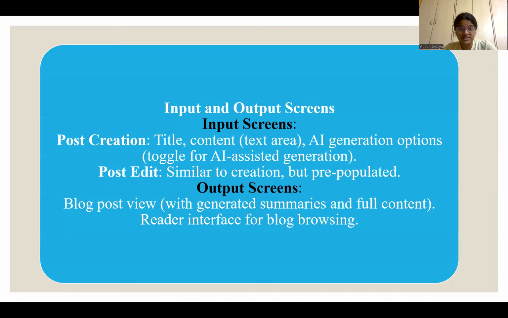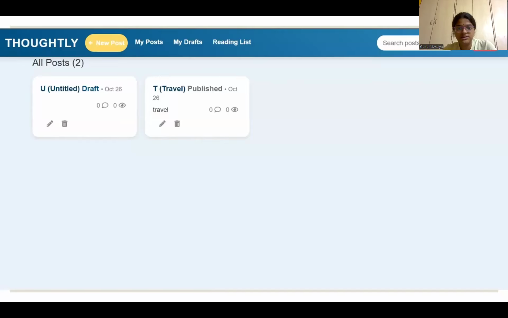The input and the output screens. The input screen includes the post creation, which includes the title, wherein the user can write the title of that particular blog, and the text area, the AI generation text area, wherein he can write the content, and the AI generation options, wherein you take the help of AI as well to generate the blog content, and post edit, similar to creation, where the user can edit the blog post. Output screens would be the blog post view with generated summaries and full content, and the reader interface for blog browsing.